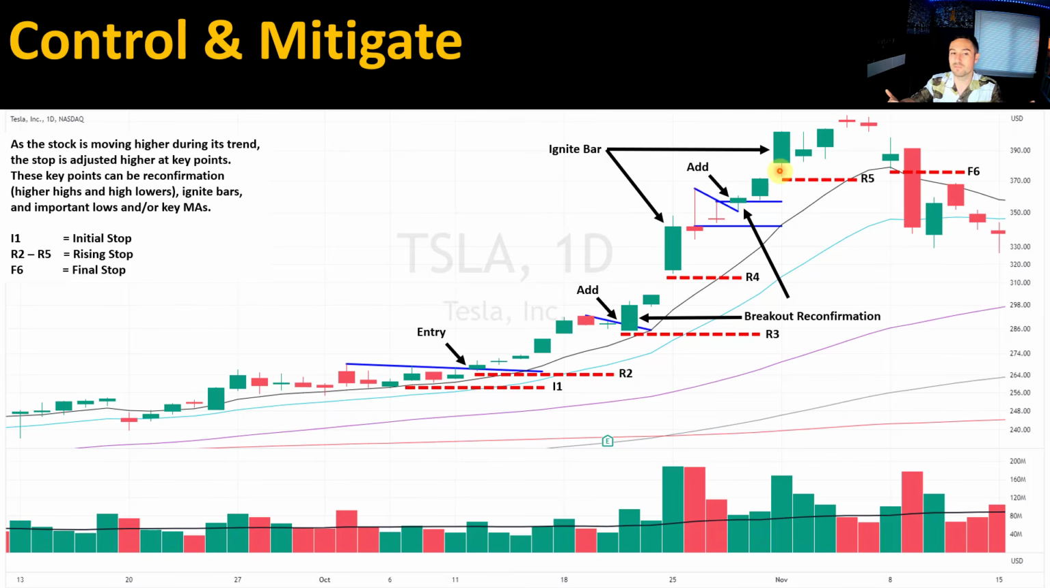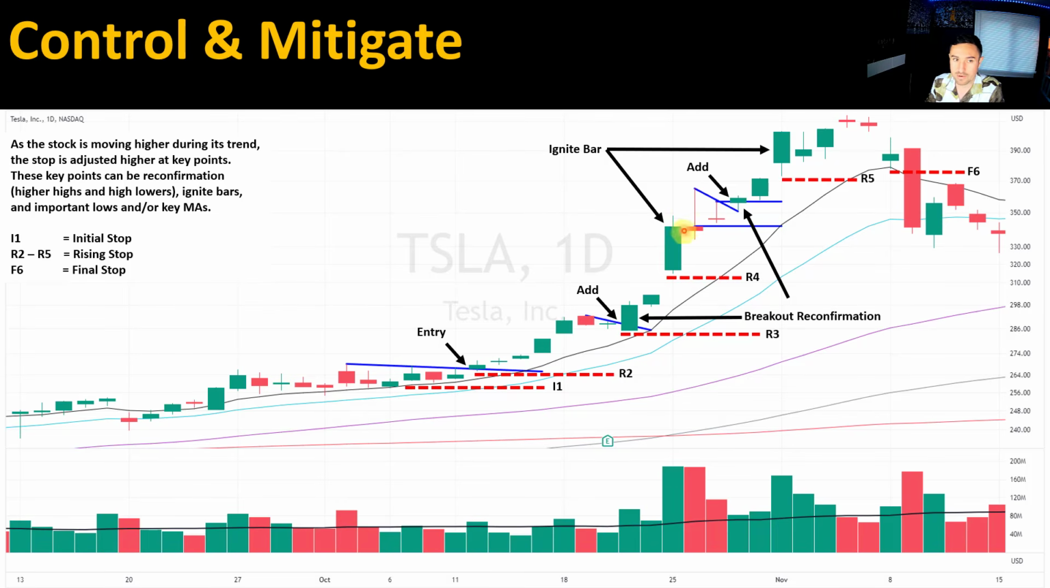It's where there's a lot of demand moving into the stock and very positive price action, and it's really standing out like a sore thumb. It's indicating there is a lot of demand for this stock. Now, the lows of those kind of ignite bars should not be lost. So here, as it starts powering higher and making a higher high, this is where the stop loss could be moved from R2 to R3, and you've also added to the position.